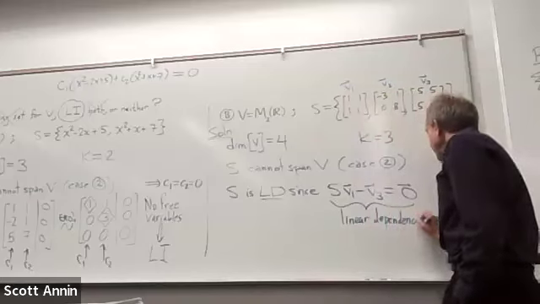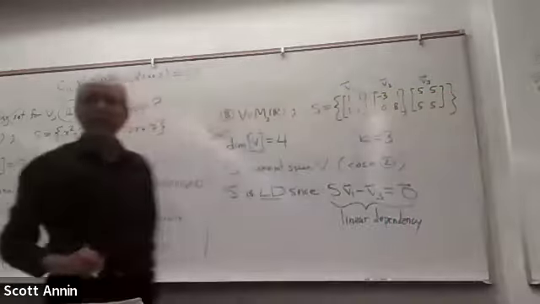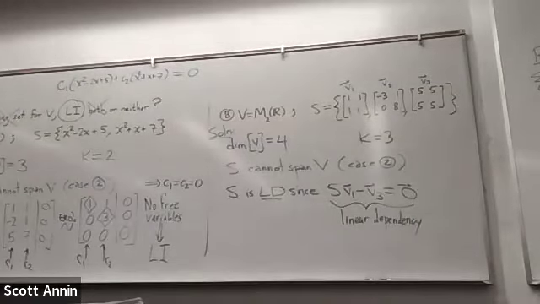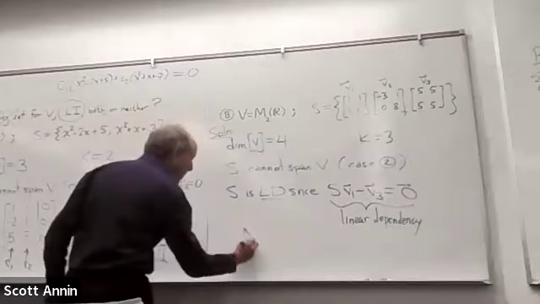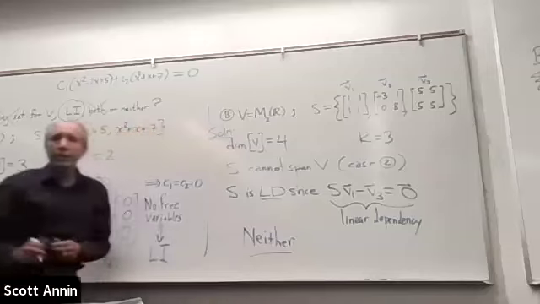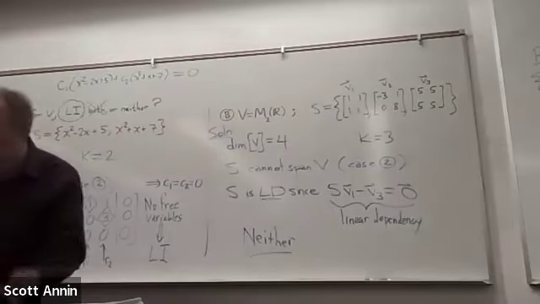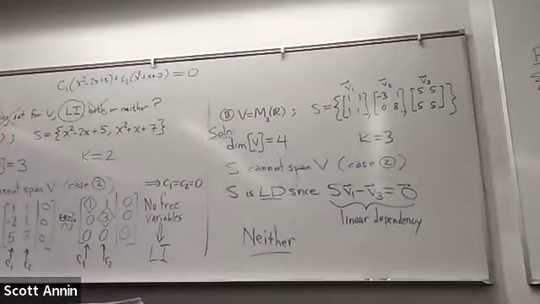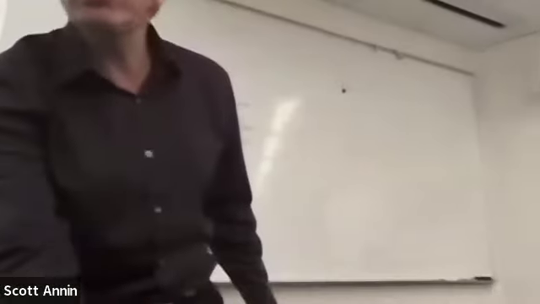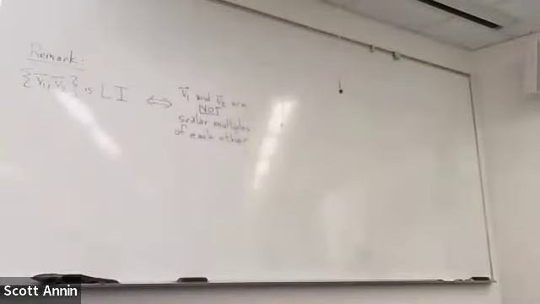Right, so I have a couple of vectors here that are scalar multiples of each other, so they of course have to be LD. So the answer to this one would be neither. This is a case of neither. These vectors are not a spanning set, nor are they LI. They're actually neither. Guys, neither is an option that is always on the table for any example.